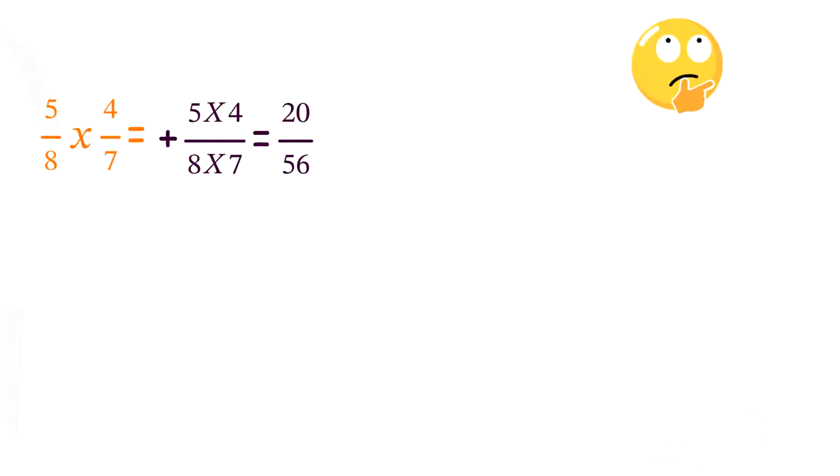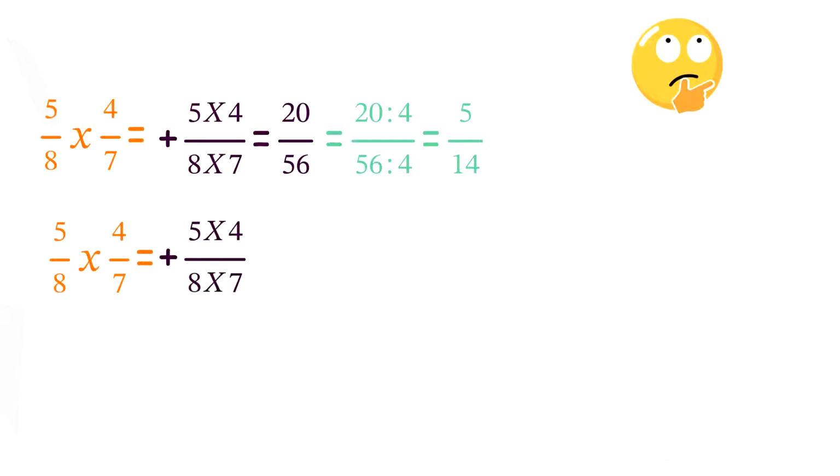What can we do with this result? Maybe some of them are saying we can do simplification. That is true. Simplification makes mathematics easier. If we divide both numerator and denominator with 4, we will get 5 over 14. On the other hand, we can do simplification before finding the solution. If we divide 4 and 8 with 4 while doing multiplication, we get the same answer again.